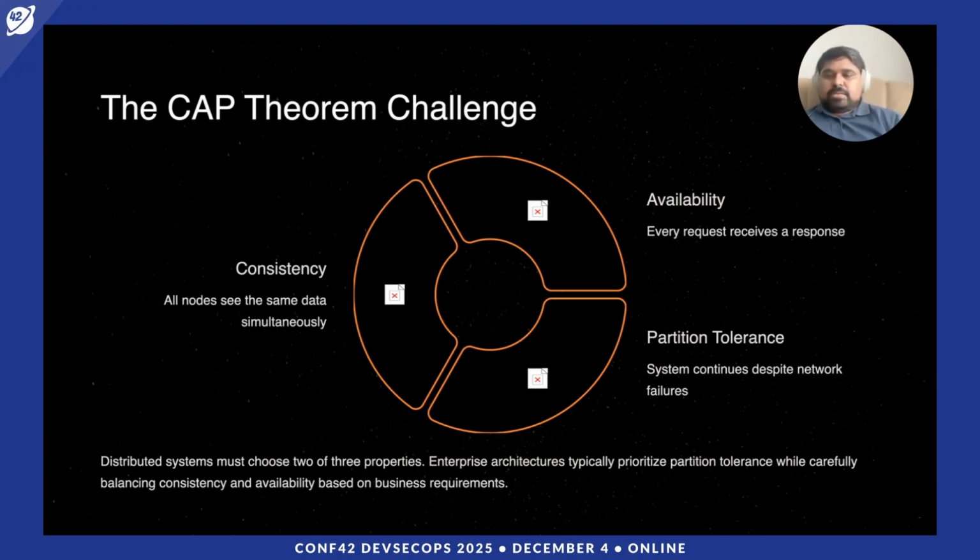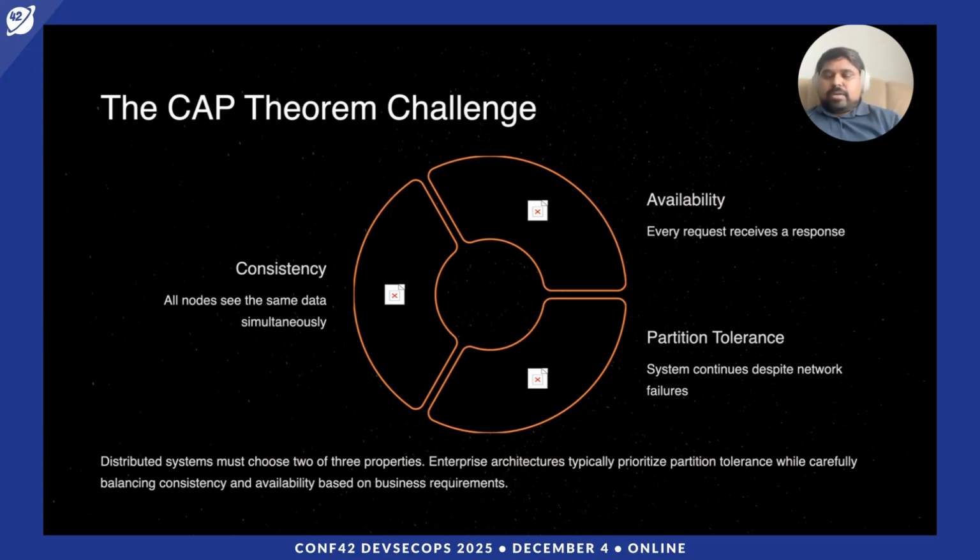Let's explain each property. Consistency: all nodes see the same data simultaneously. Example, you transfer 100 from account A to account B. Consistency means before the transfer, A has $1,000 and B has $500. After that, A has $900 and B has $600. Never in between. Every query returns the most recent write.